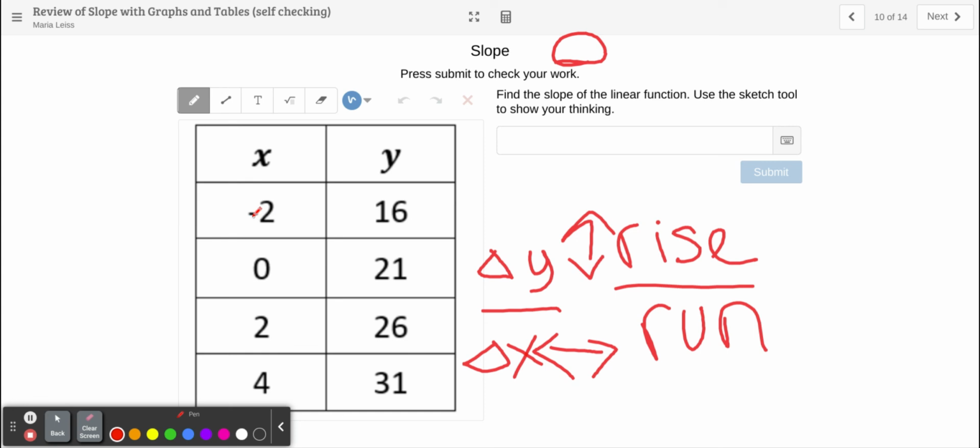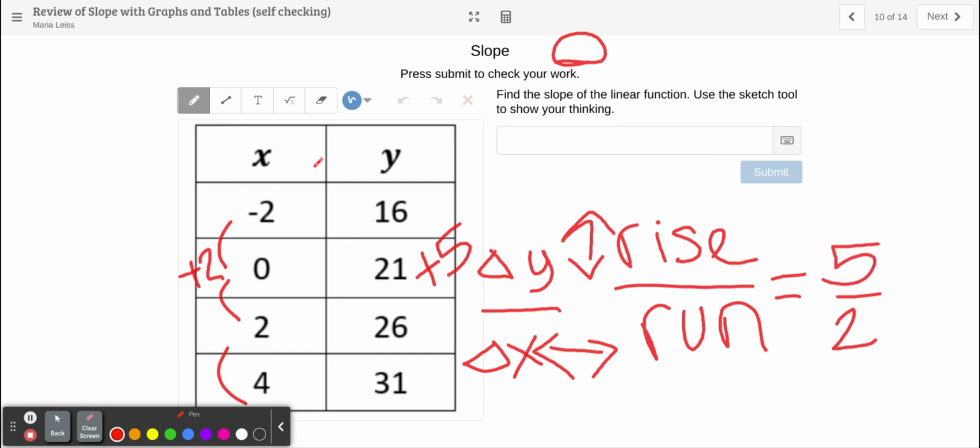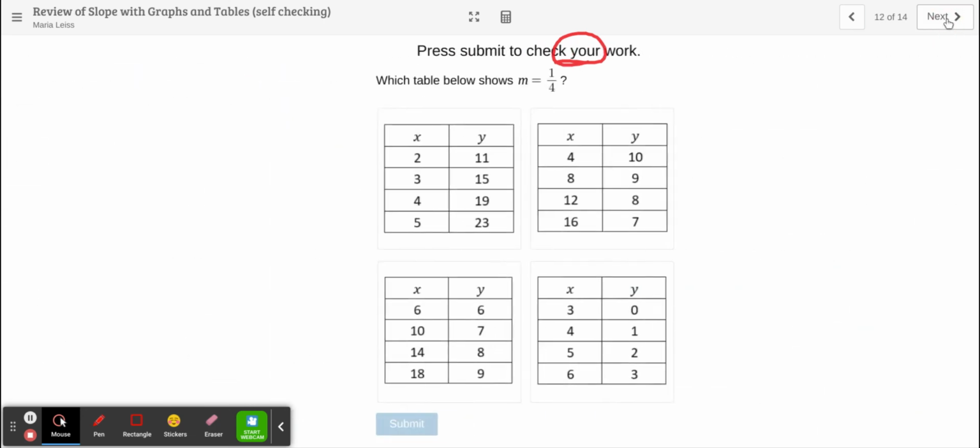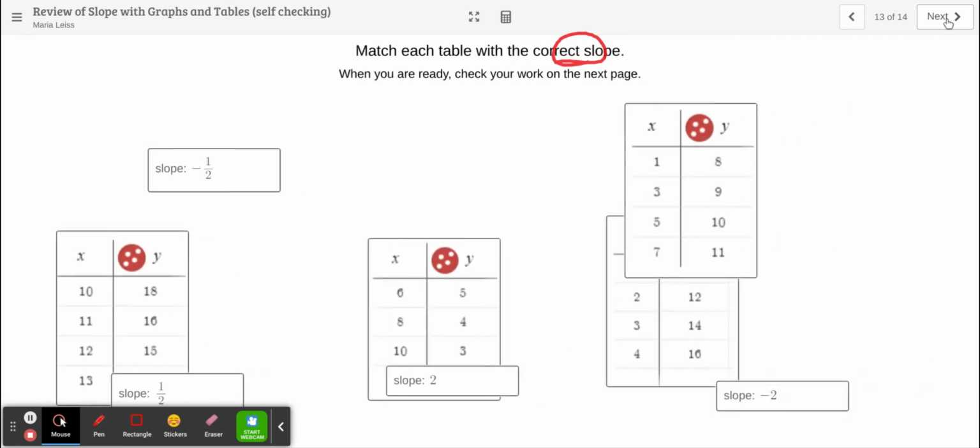So I'm going to look at how the x values change. -2 to 0, 0 to 2, 2 to 4. Yep, so they're changing by +2. Here's my x's. So that means my run is going to be a 2. And then 16, 21, 26, 31. Yep, these are changing by +5s. So that should be my slope. Let's see if we're right. Yay! All right, so that is all you're doing. Find one that matches, then you've got a sorting activity, and that's it.